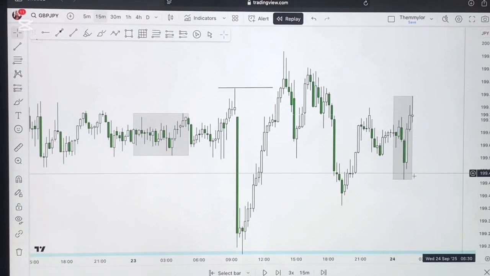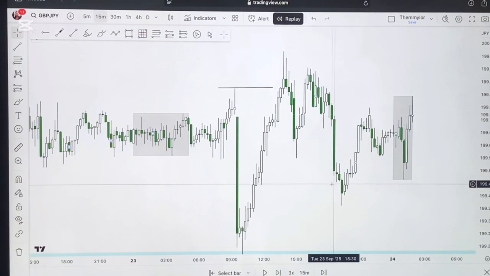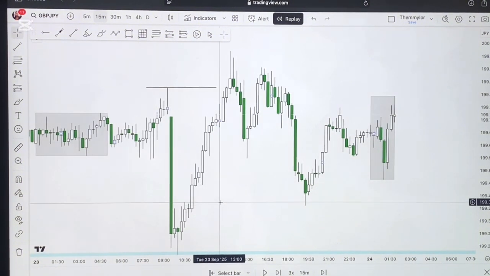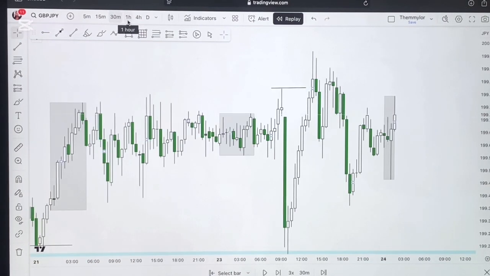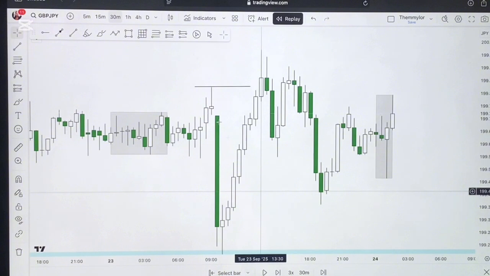Whenever we have a break of structure, you need to wait for price to come back down in order to mitigate new imbalances that we may have in the market, or what we call fair value gaps. Let me go to the 30 minutes. Okay, as you can see, on the 30 minutes it is clearer.